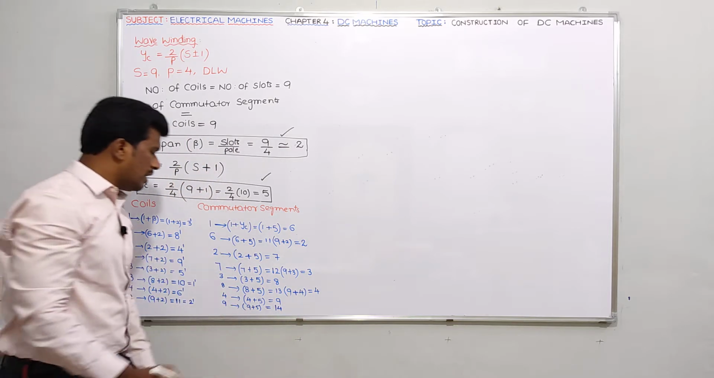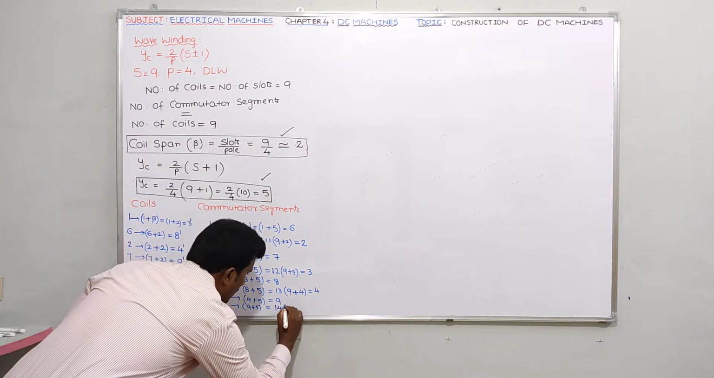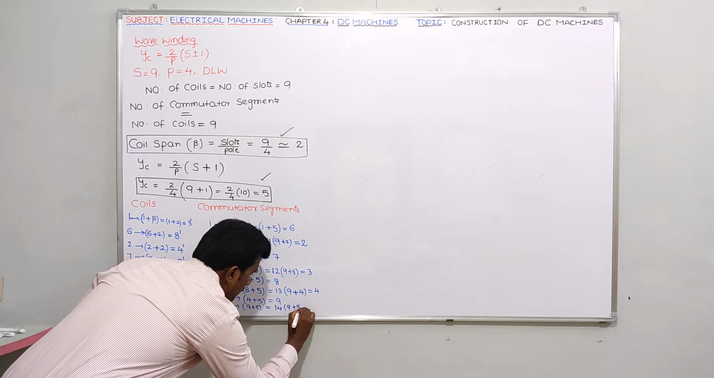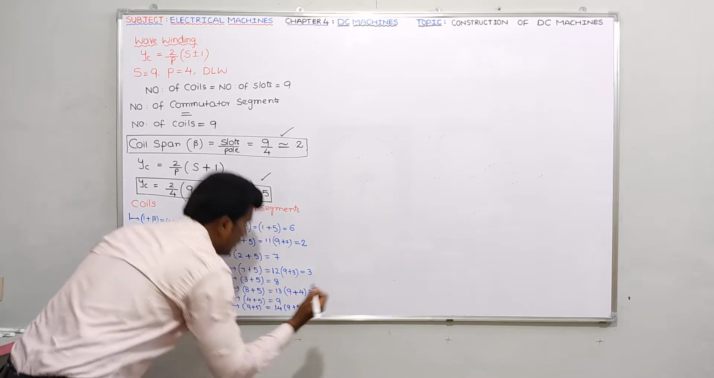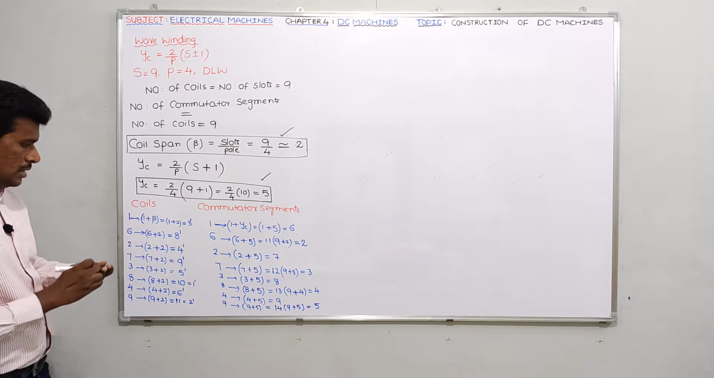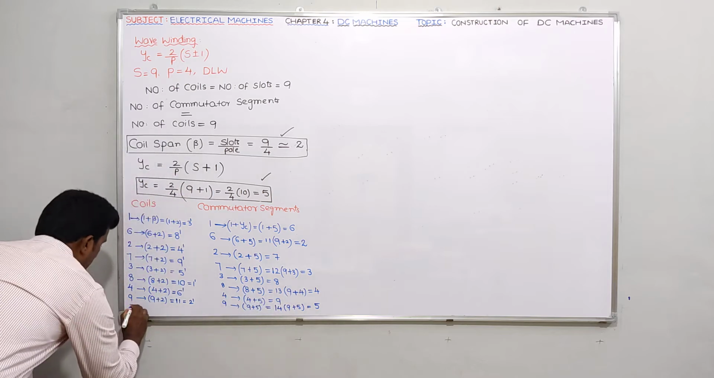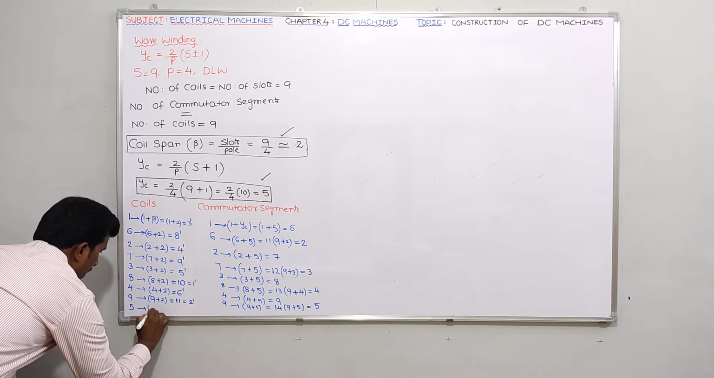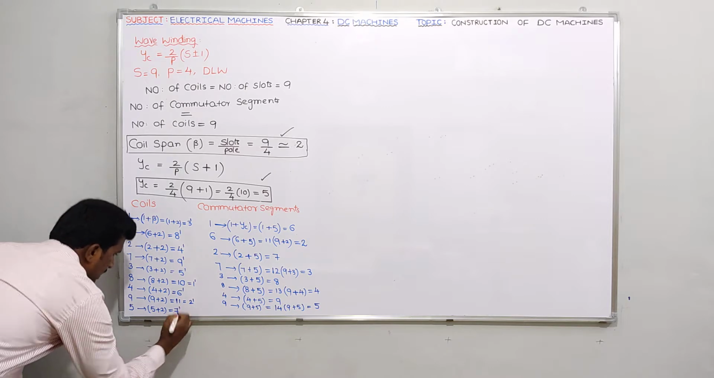So how can you write this 14? The maximum number of commutator segments is 9 only, no? So please tell me, 9 plus 5. That means it is connected to, you can say, the 5th segment. Okay, right. Now please let me write the last one here. To this 5th segment, the 5th conductor is connected. So 5 plus coil span 2, you are getting 7 dash as the conductor.